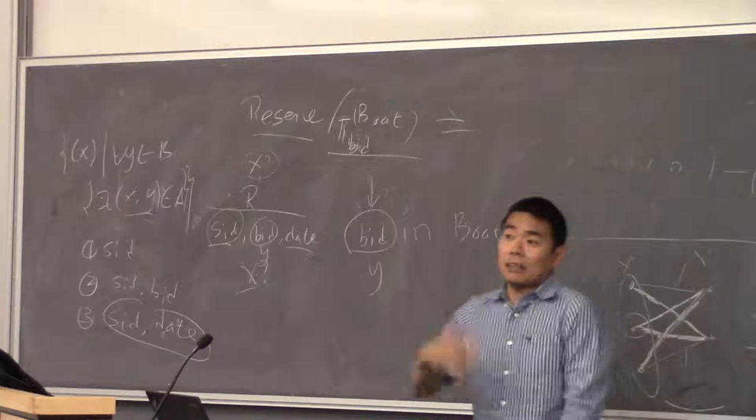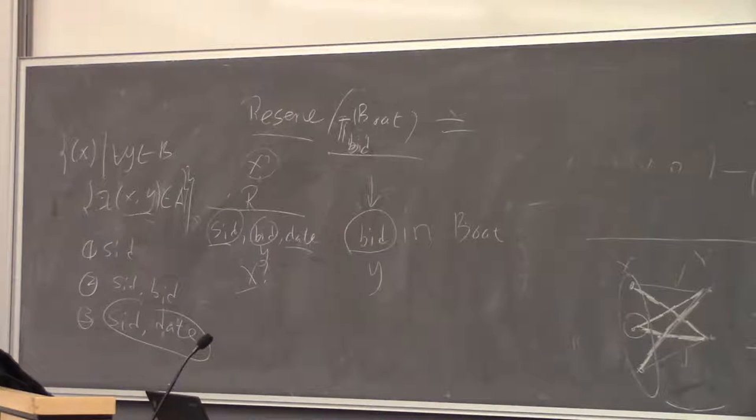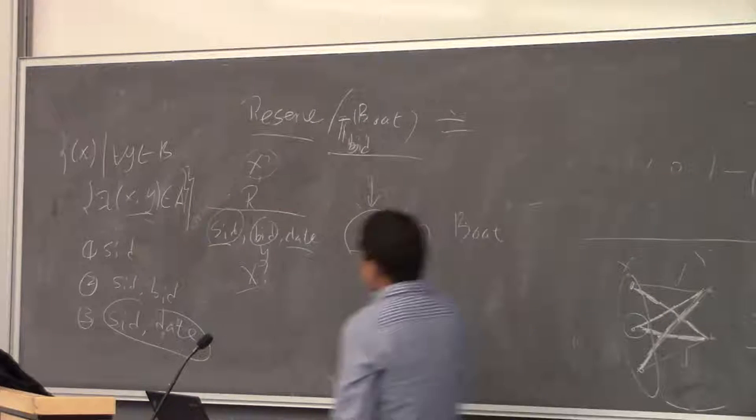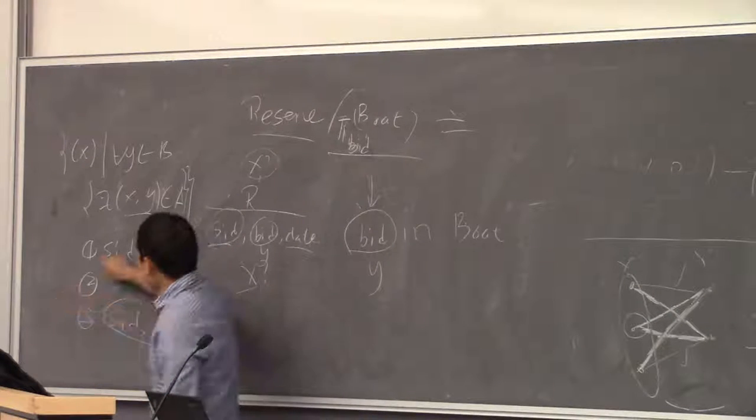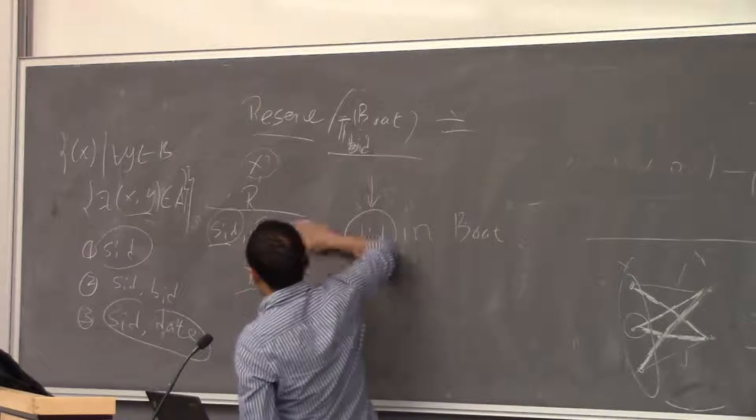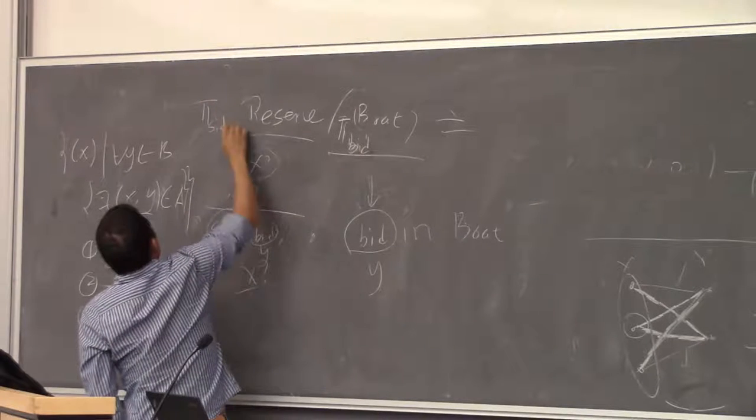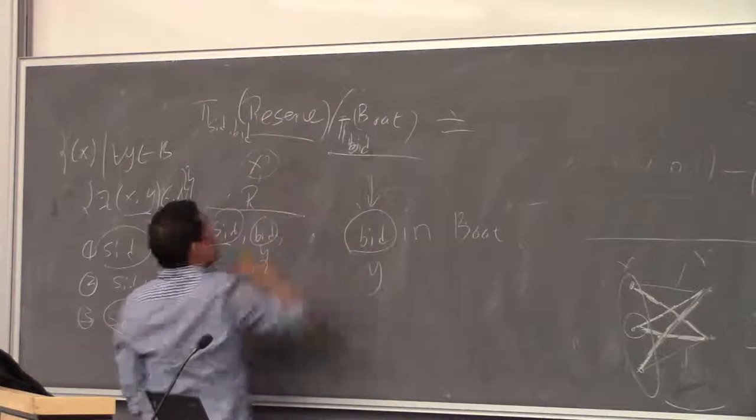If you do this, what does it mean? You find all the X that match with all the Y, which means what you are really looking for is all the sailor IDs who reserve all boats on the same date. Which is not what I'm asking here. You can reserve all boats across different dates. So to fix that, how do we fix that? I want my X to be only SID, which means A must be only SID and BID. So I need to do this.